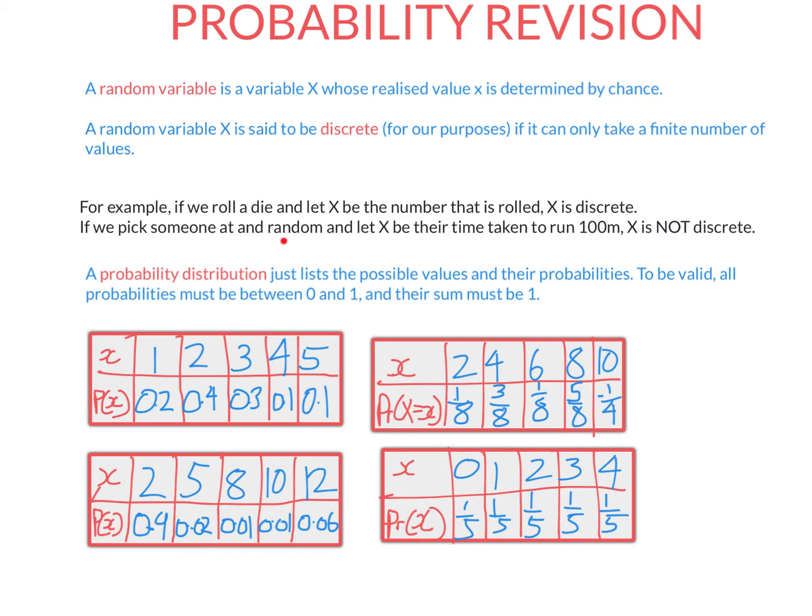If, for example, I pick someone at random and let x be the time they take to run 100 meters, x is not discrete. The reason being, if I time how long it takes someone to run 100 meters, it could take them 9.1 seconds, 9.11359 seconds. X could take infinitely many values. It could take really any value between like 10 seconds and a minute, depending on the person, but it doesn't have to be just whole numbers. The time taken can be decimals. That's why this is not discrete. We're only looking at discrete random variables.